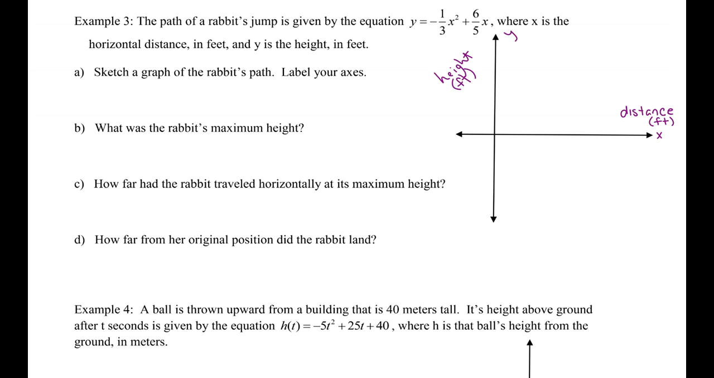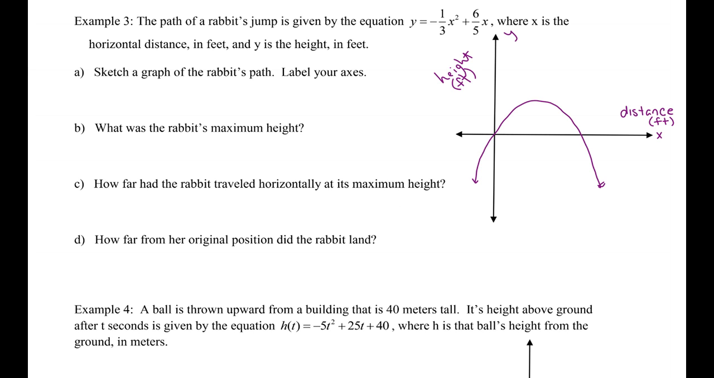So step A, sketch a graph of the rabbit's path and label your axes. So you're going to use your calculator, plug the equation into y equals, and hit graph for a picture. Notice that in this graph, the parabola goes through the point 0, 0. You want to make sure that you include that in your sketch.